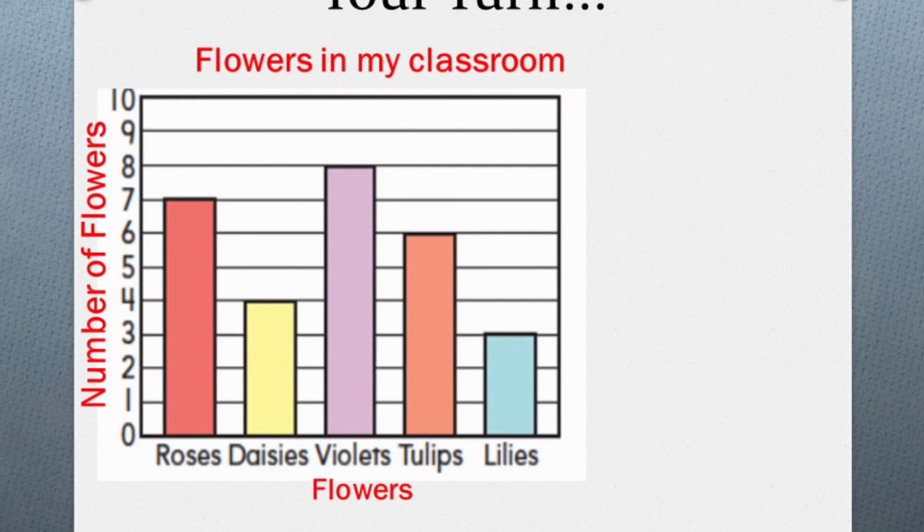Alright, so now it's your turn. Your turn to see if you can interpret this bar graph. So here is another vertical bar graph. And this one is telling about the flowers in my classroom. And if you see, the title is there, the vertical axis label is there, and the horizontal axis label is there. So let's go to the questions.